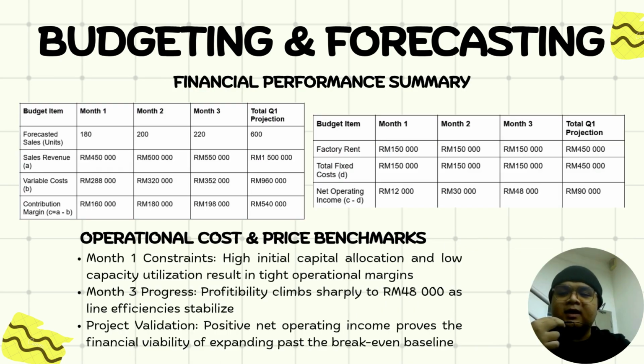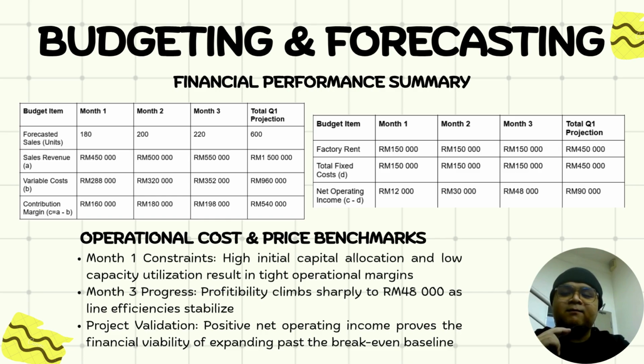Moving on, let's look at how this operational ramp-up directly translates into our financial performance summary. As our sales volume climbs up from 180 to 220 units, our sales revenue grows from 450,000 ringgit in month 1 to 550,000 ringgit by month 3, pulling in a total Q1 revenue projection of 1.5 million ringgit. After factoring in our variable cost, which total 960,000 ringgit for the quarter, we generate a healthy contribution margin of 540,000 ringgit over the 3 months.